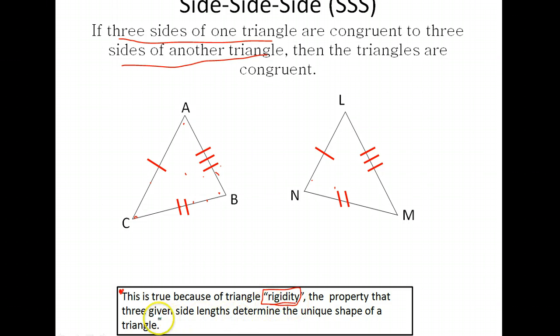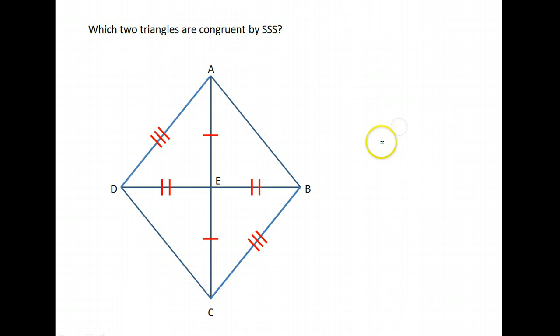It says that three given side lengths determine the unique shape of a triangle, which is basically our side, side, side. That's why it works. If you have three sides, you're always going to get the same shape of triangle. If you have set measurements, again, that is called rigidity. Remember, the word rigid means stiffness. These sides are stiff. If they're the same length, they're going to form the same triangle.